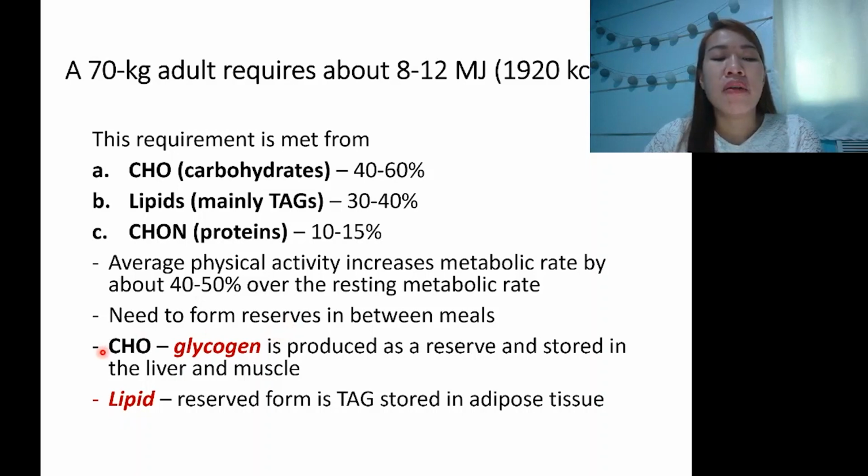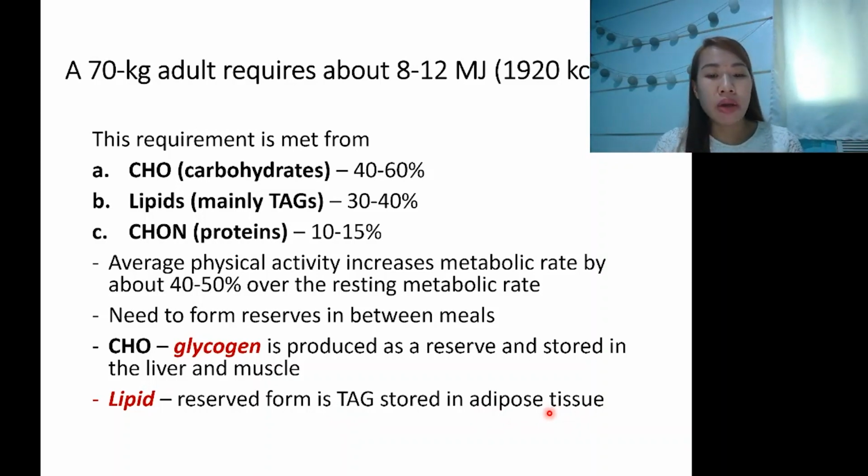For example, carbohydrate will be converted into a food reserve, or energy reserve, which will be called glycogen. It is produced as a reserve and stored in the liver and muscle. Take note, class, where is it stored? In the liver and in the muscle. Lipid, on the other hand, is reserved in the form of triacylglycerol, and these are stored in adipose tissue.